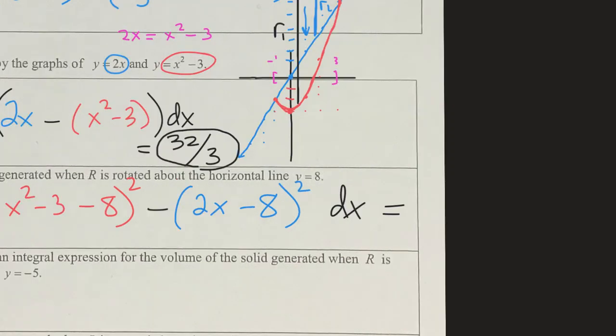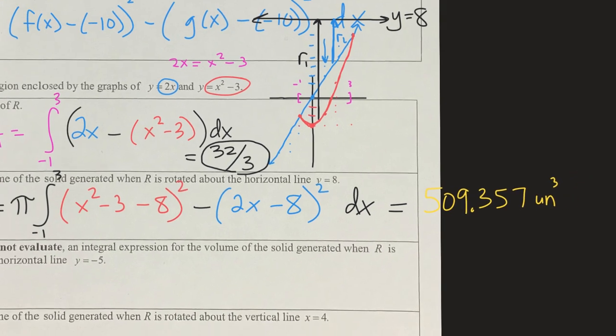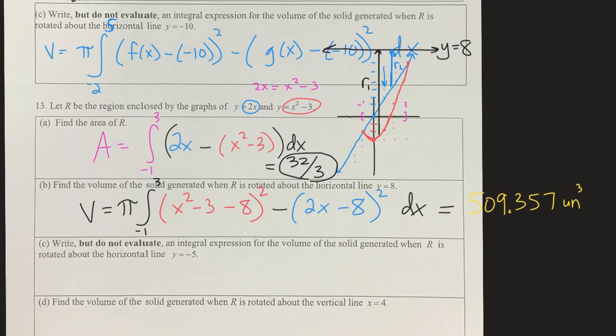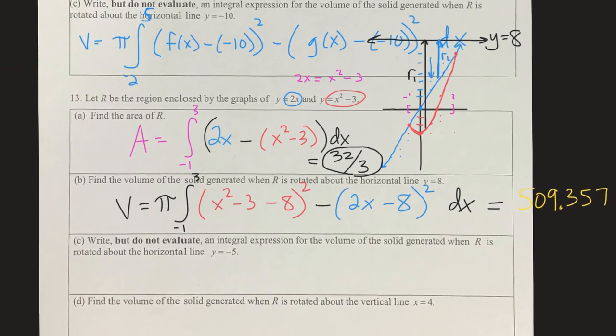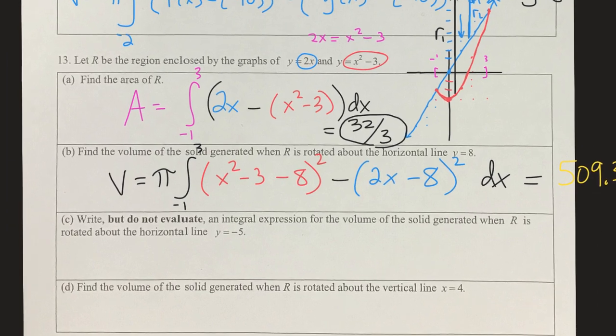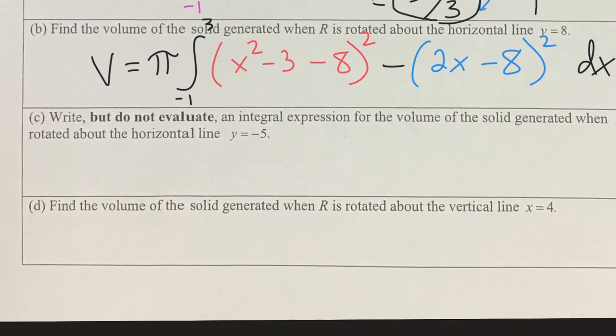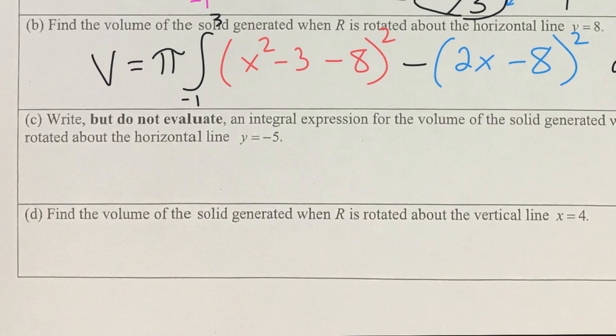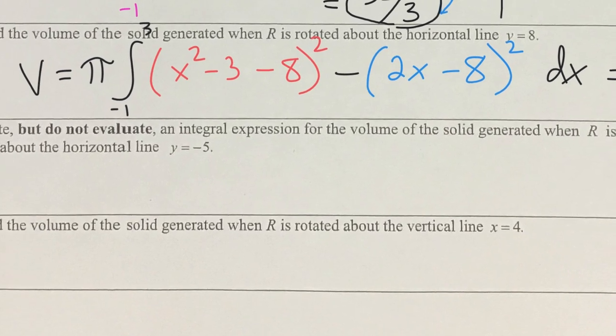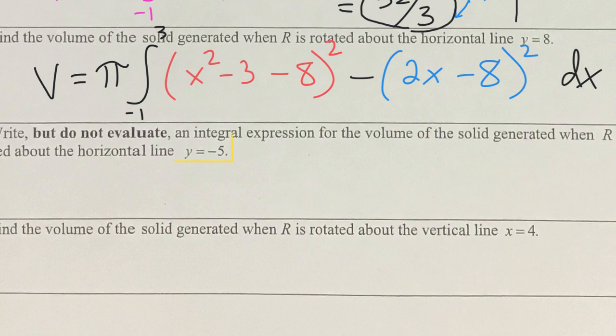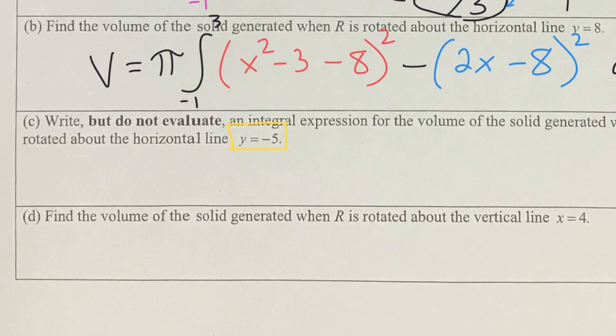So once again, we're going to use our calculator here to figure this out. It comes out to 509.357 when you round to 3 decimal places. So that's kind of a lot, I guess, but it's a pretty big area that we're rotating by a long distance. Okay, part C: write but do not evaluate an integral expression for the volume when it's rotated around the horizontal line y equals -5.